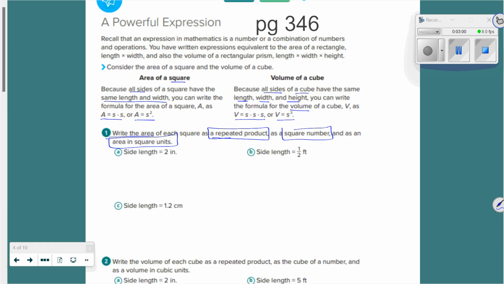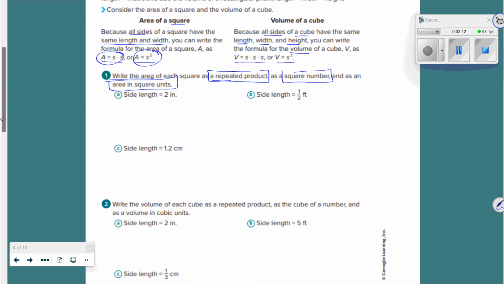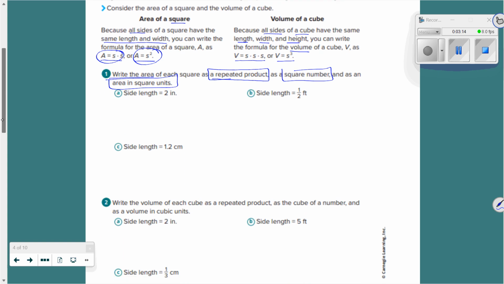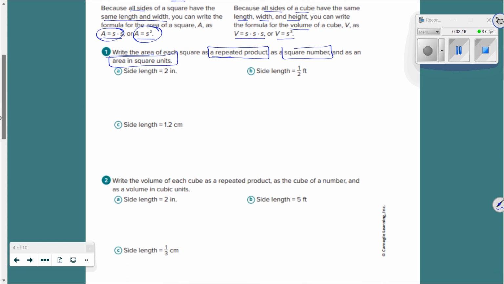So how many things do you need to do? 3 things for each of these problems. You're writing it as a product, you're writing it as a square, and then you're solving it. Okay? So make sure you do all those. So you've got 3 of those to do with the area, and then you do the exact same thing with the volume of the cube. You do the same thing. Repeated product, as a cube of a number, in other words, to the third power, and as a volume in cubic units.